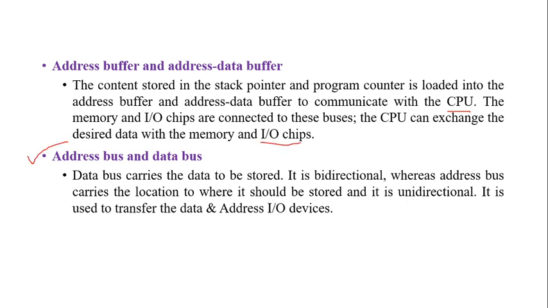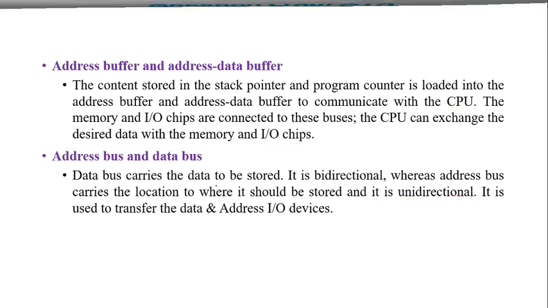Next one is the address and data buses. The data bus carries the data to be stored, and it is bidirectional, whereas the address bus carries the location where it should be stored, and it is unidirectional. They are used to transfer the data and addresses through the input output device or the memory.